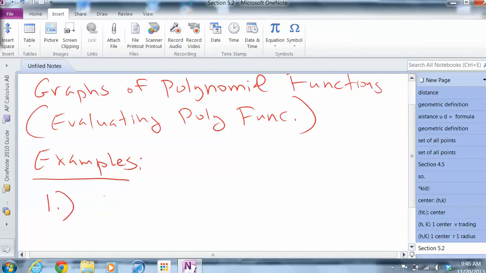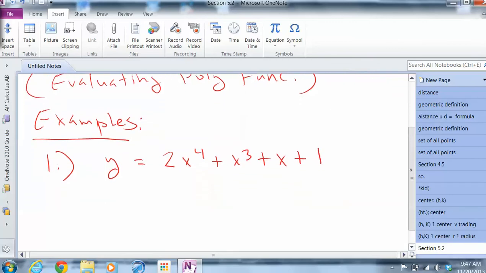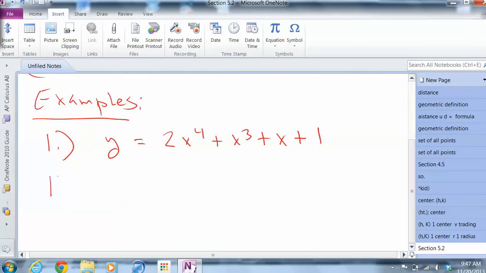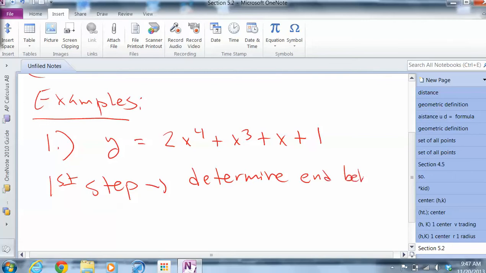So first example we're going to look at is y equals 2x to the 4 power plus x cubed plus x plus 1. So the first step that you want to do for these kind of problems is to determine the end behavior. Remember, the end behavior is basically which direction the arrows point in.